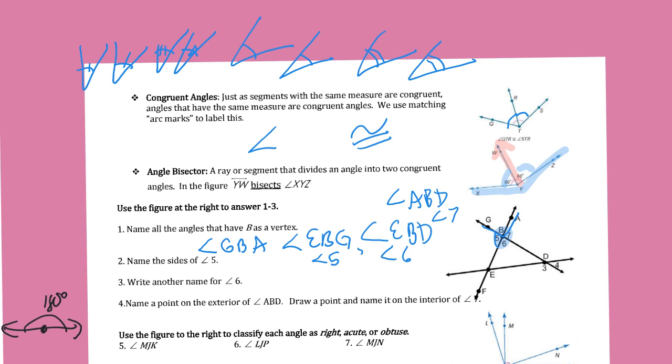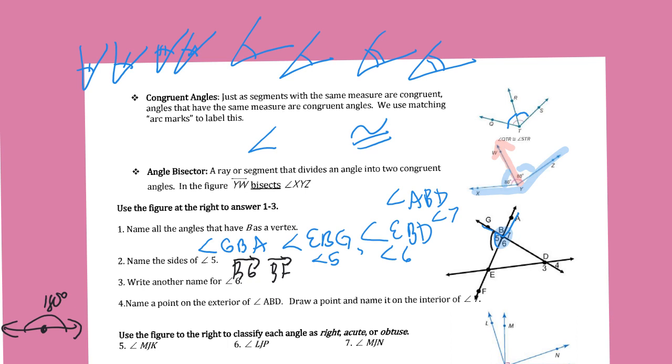Name the sides of angle 5. Looking at angle 5 over here, the sides are two rays, so you've got BG. Ray BG is one of the sides of it. Another one would be BE or BF. You could call it either one. The starting point of each ray would be B, and BG and BE or BF would be the rays that form it. Those are the sides of it.